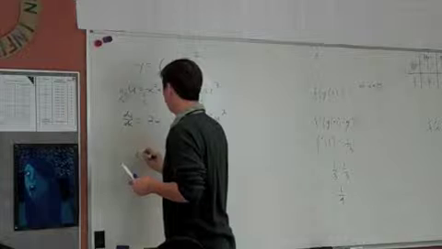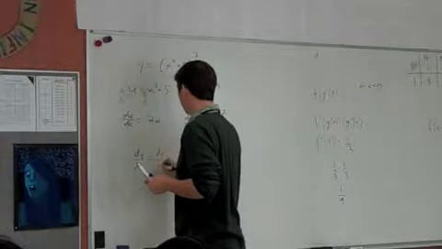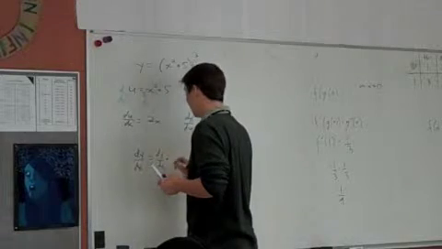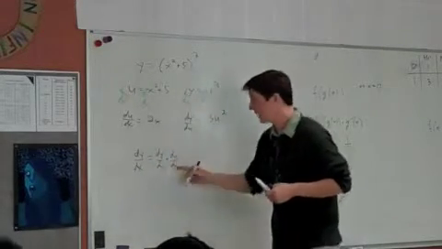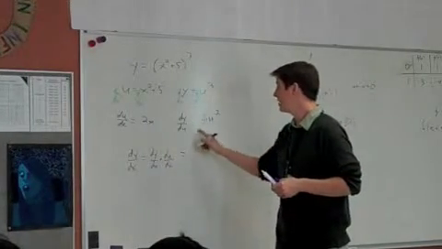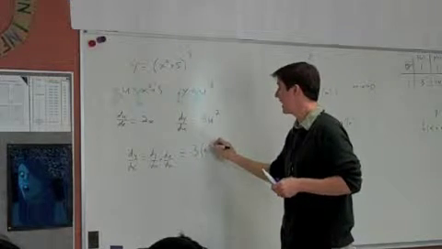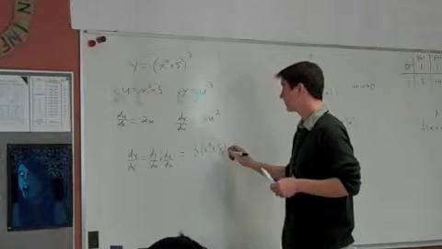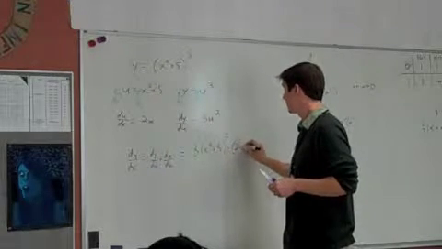We said dy over dx is equal to dy du times du dx, because these two things will cancel out, leaving you with dy dx. And we said dy du is 3u squared, and u was what was inside, times du dx, which is 2x.